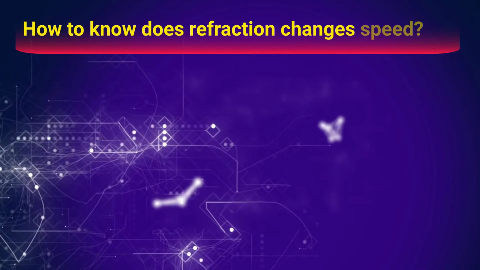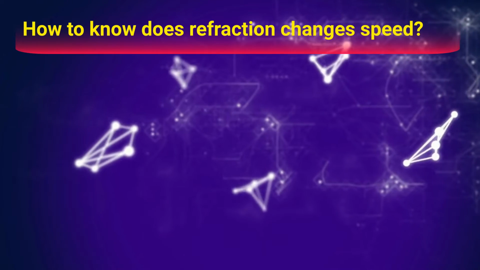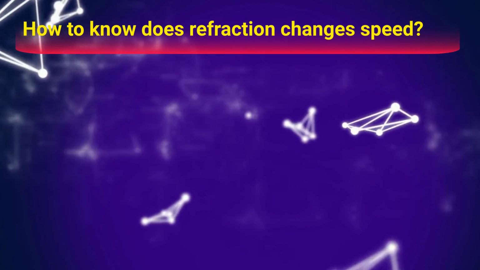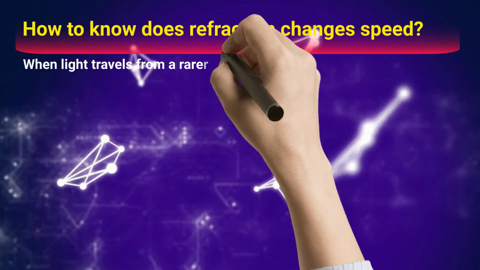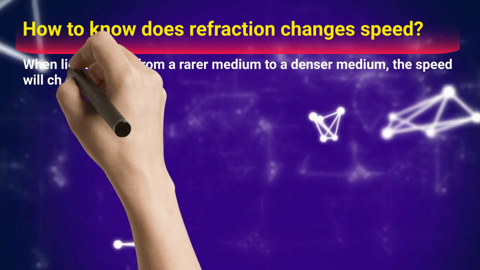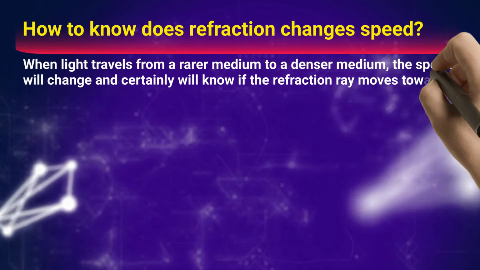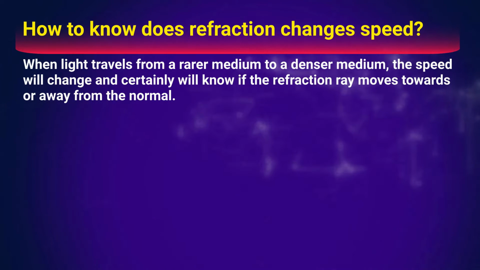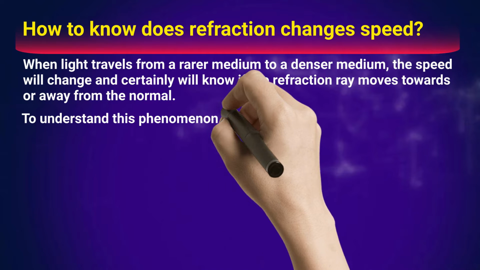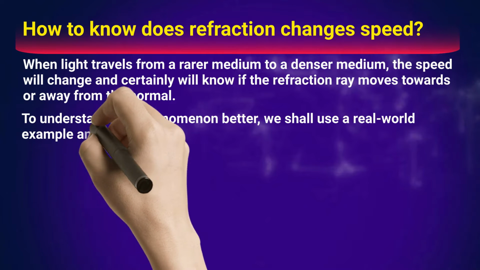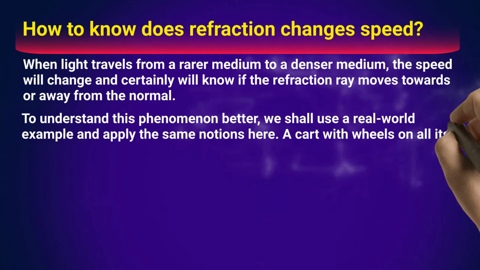Let's start with the objectives of this tutorial. How to know whether refraction changes speed? When light travels from a rarer medium to a denser medium, the speed will change, and certainly we'll know if the refraction moves towards or away from the normal. To understand this phenomenon better, we shall use a real-world example and apply the same notions here.